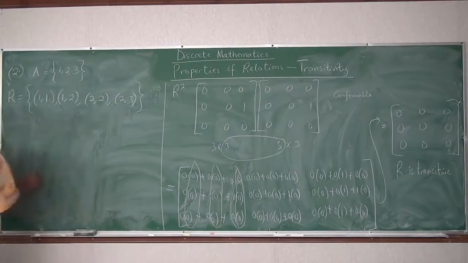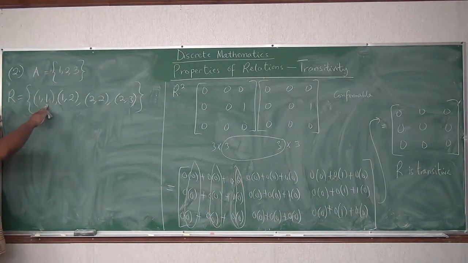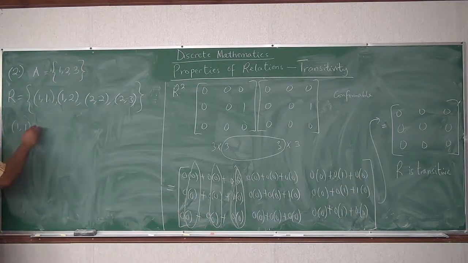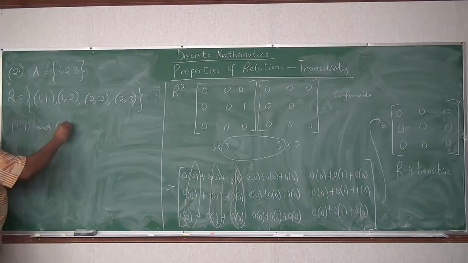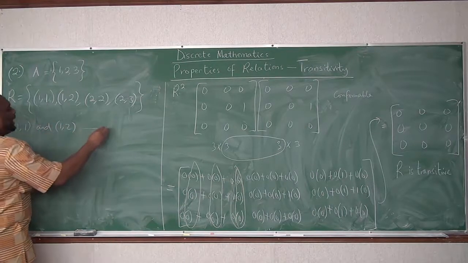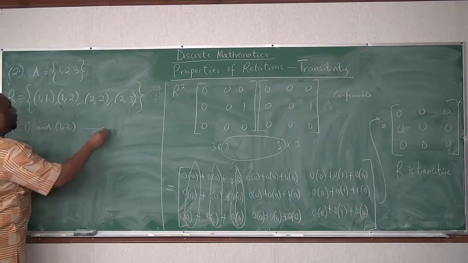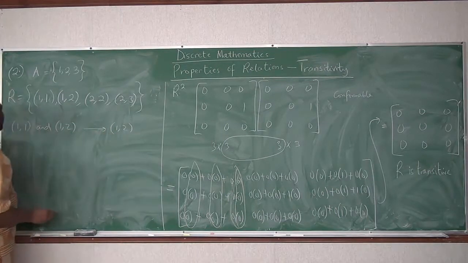Okay. So we have 1, 1. And we have 1, 2. So see, we have 1, 1 and A, B, B, C. We have 1, 2. Okay. This implies we have 1, 2. So no problem. This works.